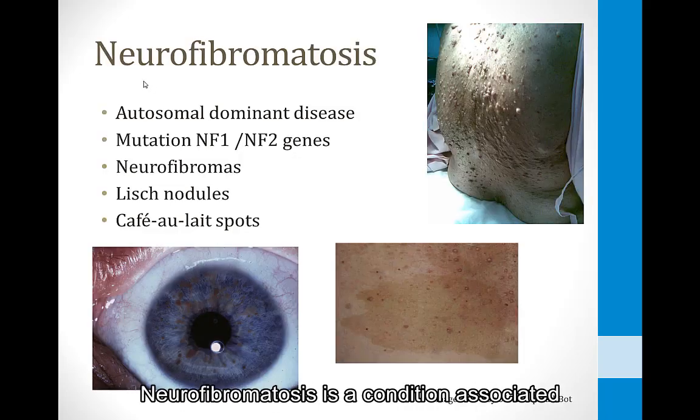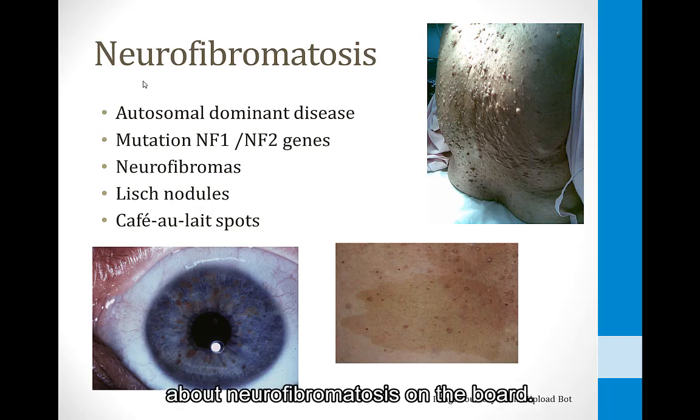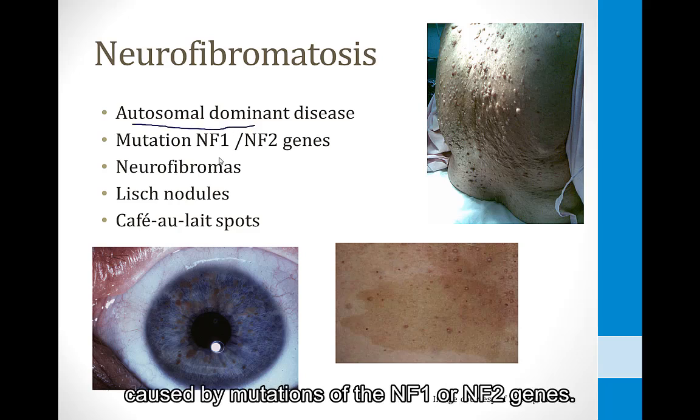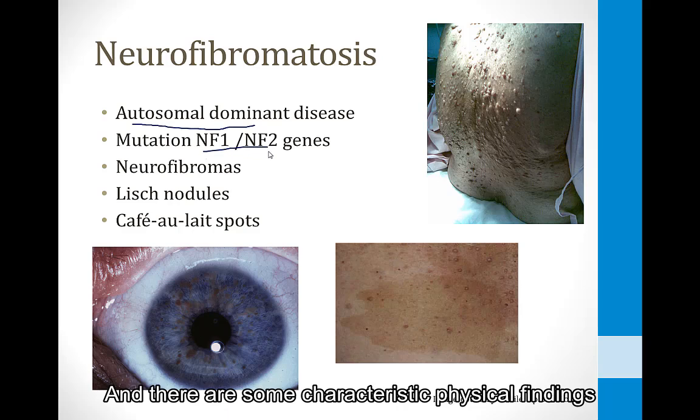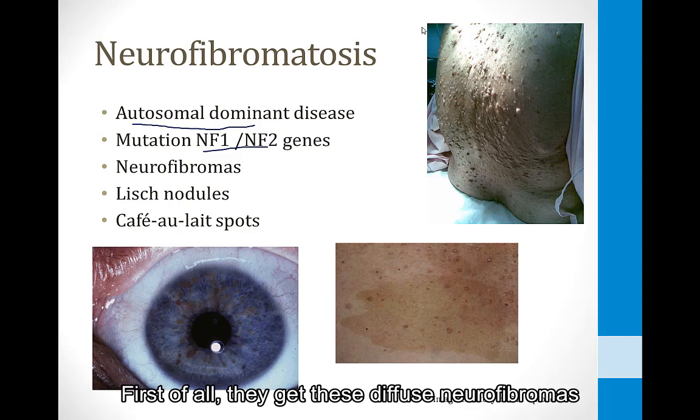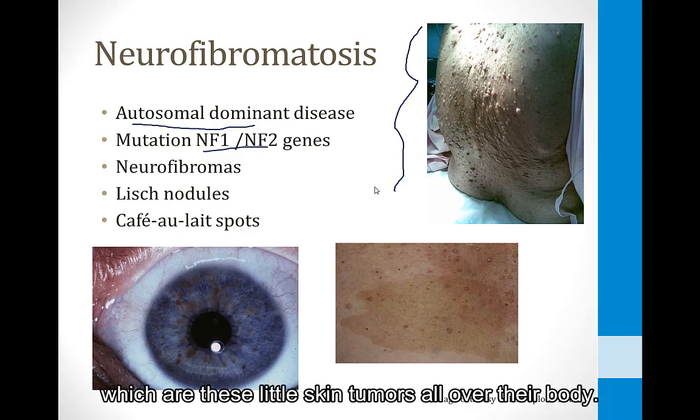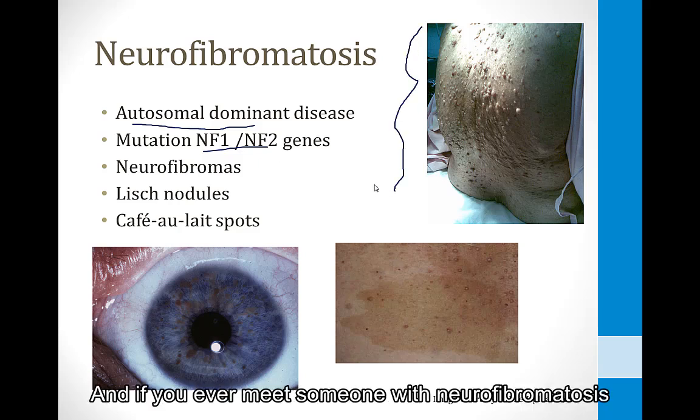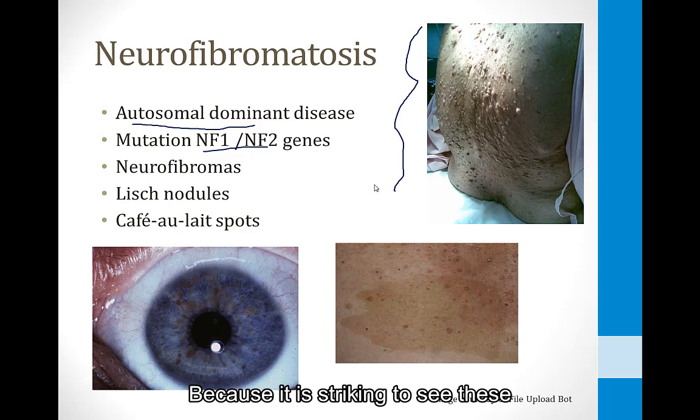Neurofibromatosis is a condition associated with schwannomas, and they love to ask about neurofibromatosis on the board, so make sure you're familiar with it. It's an autosomal dominant disease caused by mutations of the NF1 or NF2 genes, and there are some characteristic physical findings that patients get. First of all, they get these diffuse neurofibromas, which are these little skin tumors all over their body. And if you ever meet someone with neurofibromatosis, you will not forget it because it is striking to see these neurofibromas all over their skin.